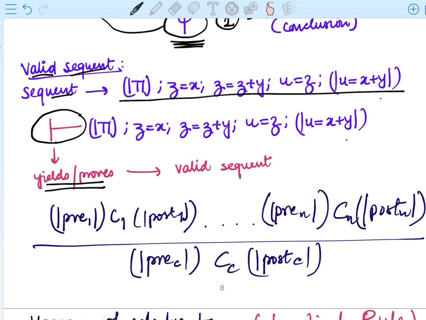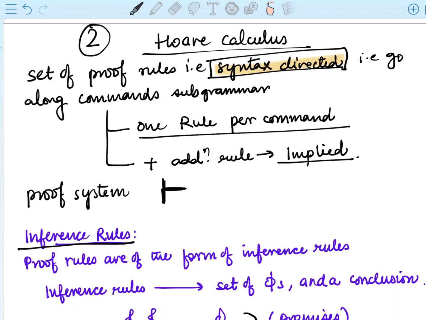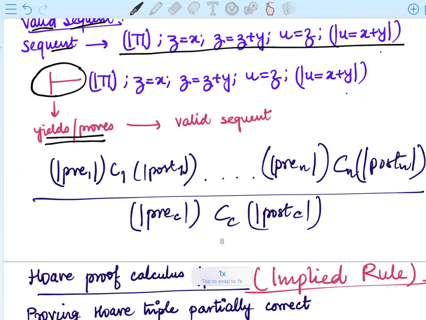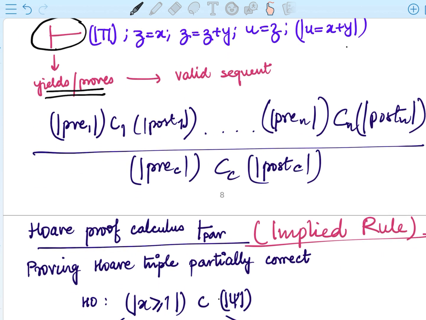And how are you able to prove it? You will be able to prove it when you know the grammar, when you know the rule per command, and when you know where implied is used and how it is used. So if we are able to prove something, it becomes a valid sequent. And how does it look? We will have a lot of Hoare triples, and from the conclusion we will infer the Hoare triples that come in between.